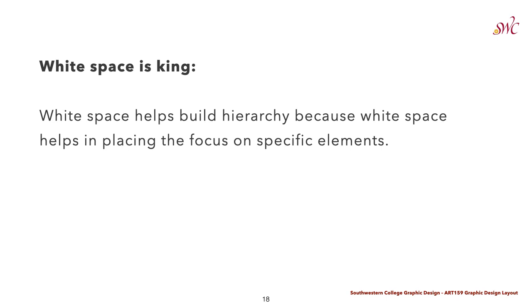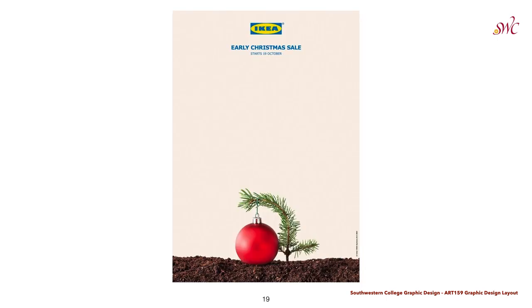White space or blank areas within a composition can be just as powerful within hierarchy to build the points of emphasis and dominance, because white space helps to place the focus on other specific elements within the composition as well. We can see this being utilized here in this advertisement for IKEA, and it's this adept use of white space in this specific composition that shows this really minimalistic approach.